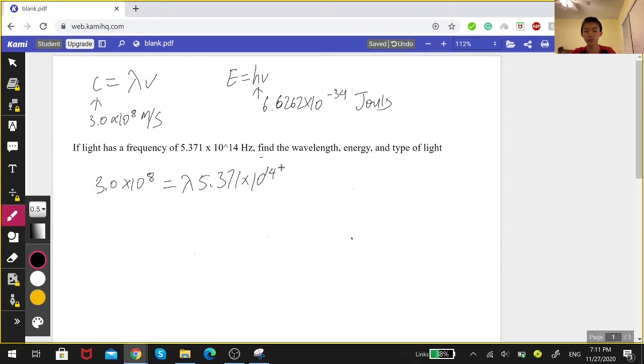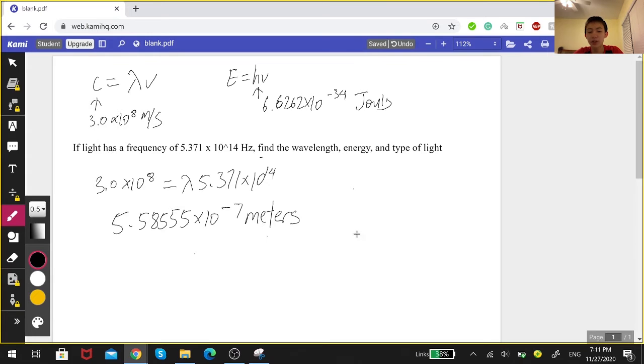Okay, now let's continue. We're going to use our calculator and do 3.0 e to the 8 divided by 5.371 e to the 14th. And that gives us 5.58555 times 10 to the negative 7. I take back what I said in the beginning. This is in meters because we use meters per second over here. Meters.